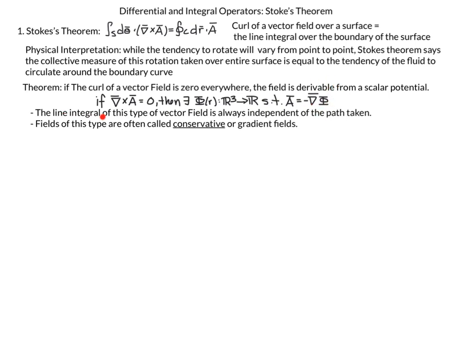Two things. The line integral of this type of a vector field is always independent of its path and therefore is called conservative. Another name for this type of field is a gradient field, since this field A is the gradient of some other scalar function.